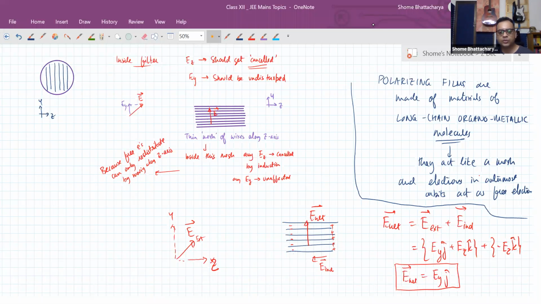There are a lot of uses of polarized light. For example, the whole 3D vision concept comes from polarization only. I'll explain how that happens. So one of the applications of polarization of light is the 3D motion picture. But even before that, for example, LCD, liquid crystal display, works on the principle of polarization.